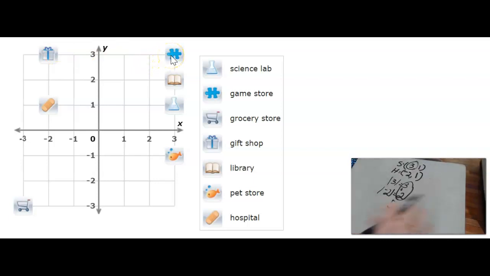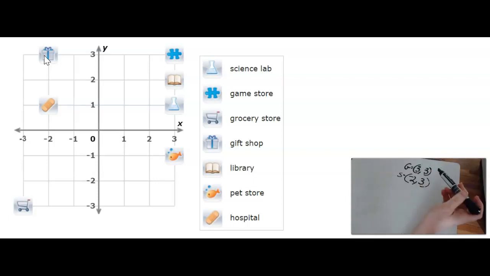So the game store's, let me erase this real quick. The game store's coordinates again are 3, 3. So we're going to write game store is 3, 3. But then the gift shop over here is -2 and then up 3, right? So again, I'm just going to say S for shop, okay? So again, you notice that the y-coordinates are actually the same here, but the x-coordinates are not.